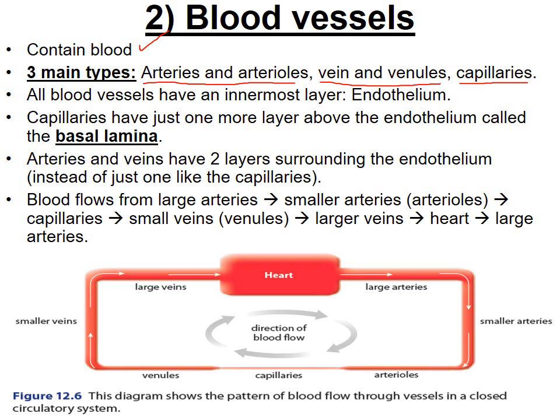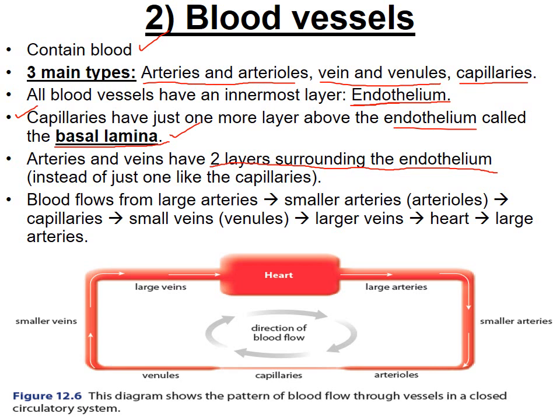Now, what all of these blood vessels share in common is they have an innermost layer called an endothelium. Endo for inner, endothelium. Now, capillaries, they're very, very small. So they just have one more layer above the endothelium, and that's called the basal lamina. So really, two layers, endothelium and basal lamina. Now, arteries and veins, they have two layers that surround the endothelium instead of just one like in the capillaries.